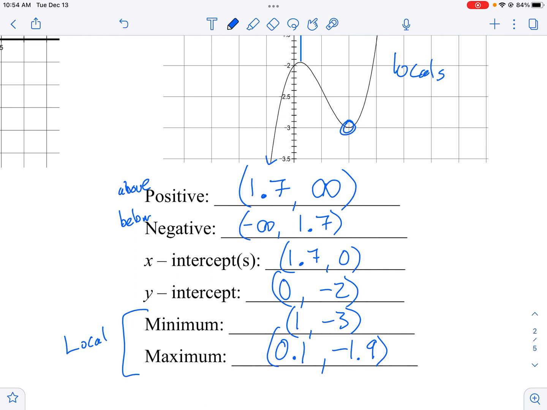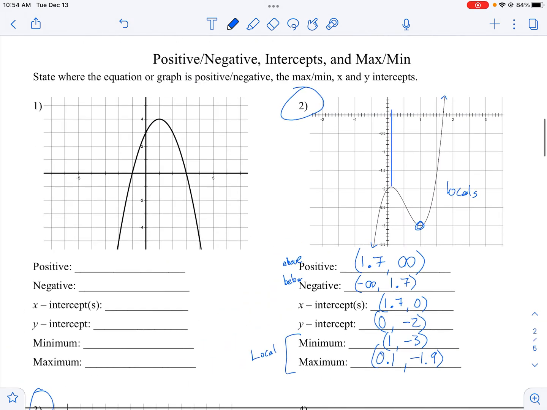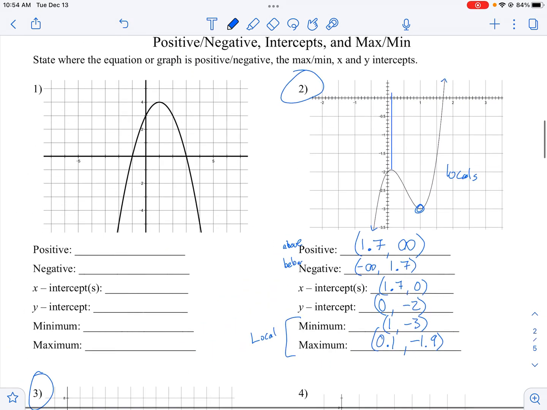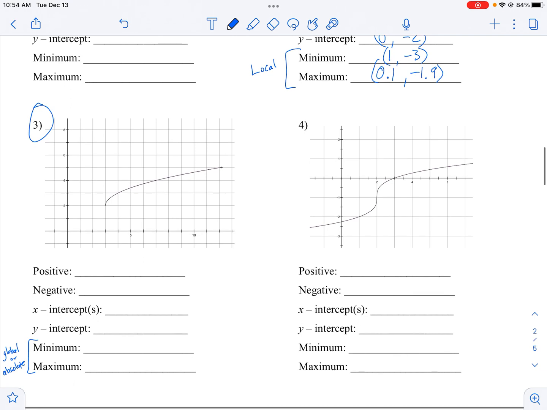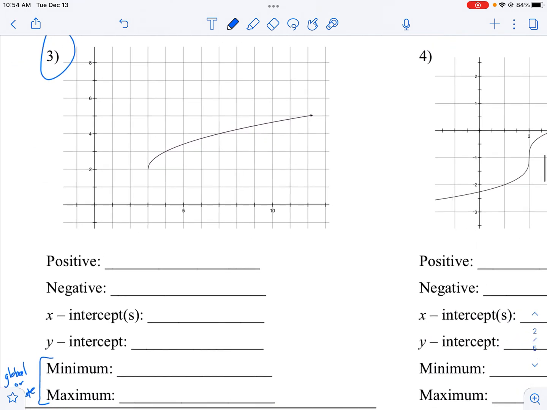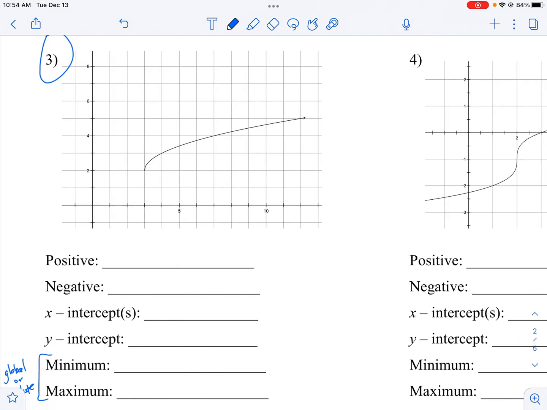And on your assignment, you should take a quick note of whether each one is local, global, or absolute, and that'll help you remember what type it is as you go through. Okay, let's have you jump to number 3 and see if you can answer these real quick. Go ahead and pause the video and give it a shot. Can you write down the positive and negative intervals, the x-intercept or the y-intercept, and the minimum and maximum?